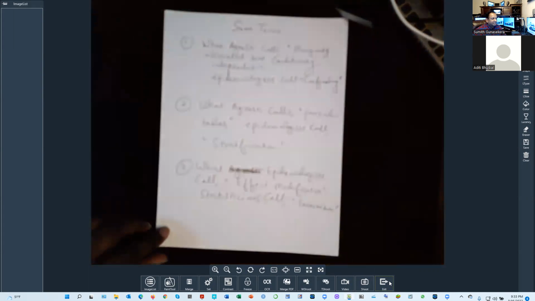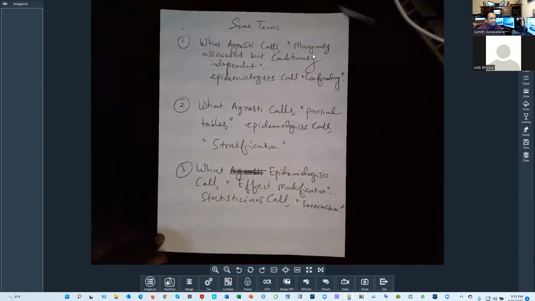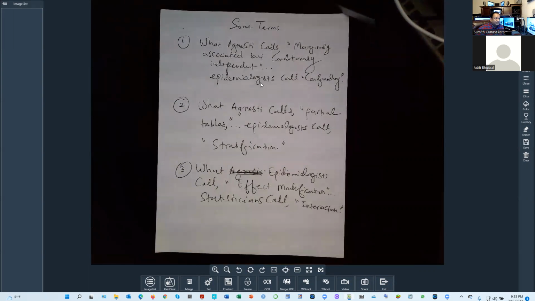Sometimes you see some words that they use in the Agresti book. They say marginally associated but conditionally independent is the one that epidemiologists call confounded. And what the book calls the partial table, the epidemiologists call stratification. But the epidemiologists call effect modification what statisticians call interaction. So interaction is the effect modification.